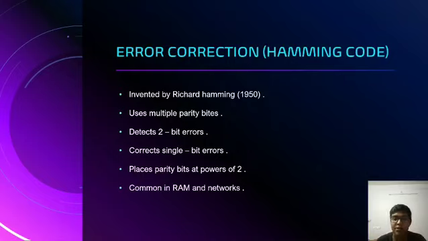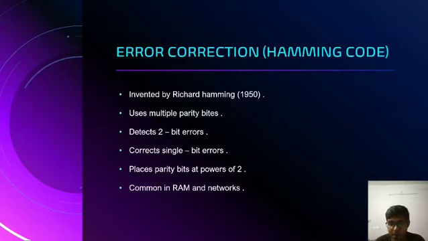Hamming code works by using multiple parity bits placed at specific positions in the data. These parity bits help in both detecting two-bit errors and correcting single-bit errors. These parity bits are placed at positions that are powers of 2, meaning 2 power 0, 2 power 1, 2 power 2, 2 power 3, such as 1, 2, 4, 8, and so on. This systematic arrangement makes it easy to calculate where the error has occurred.